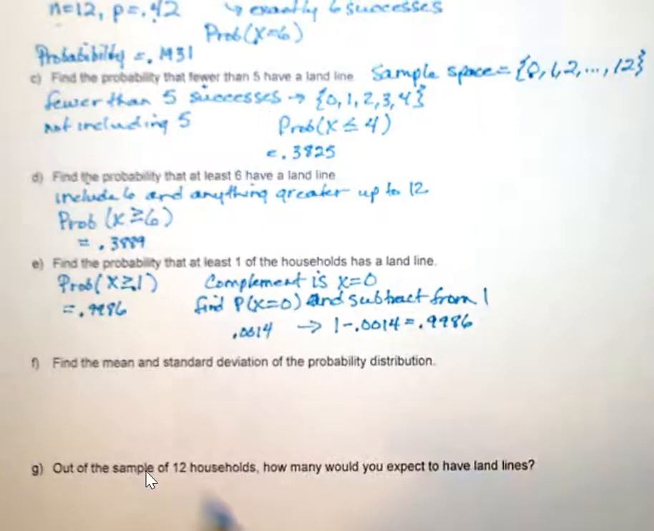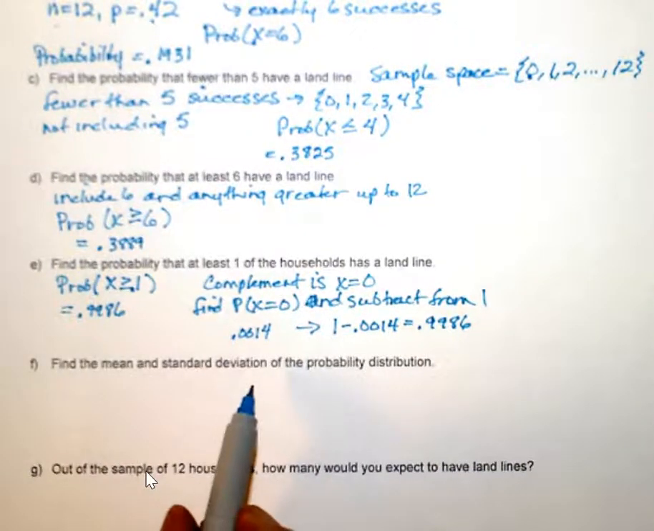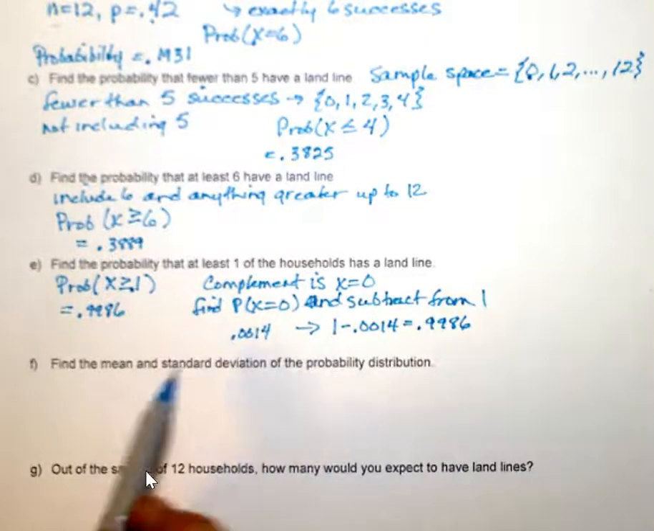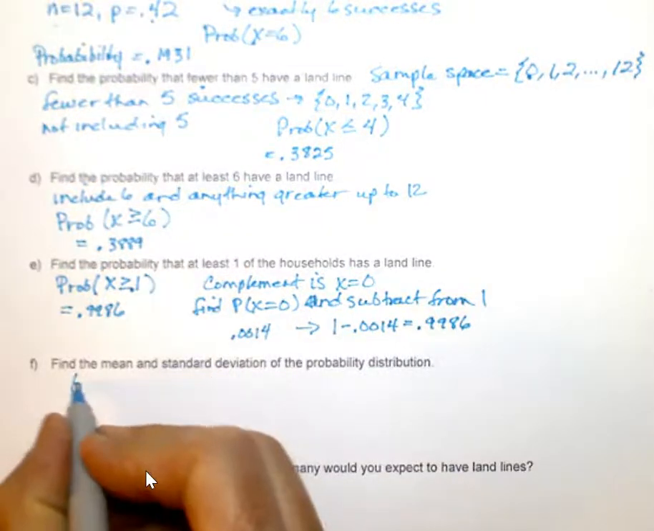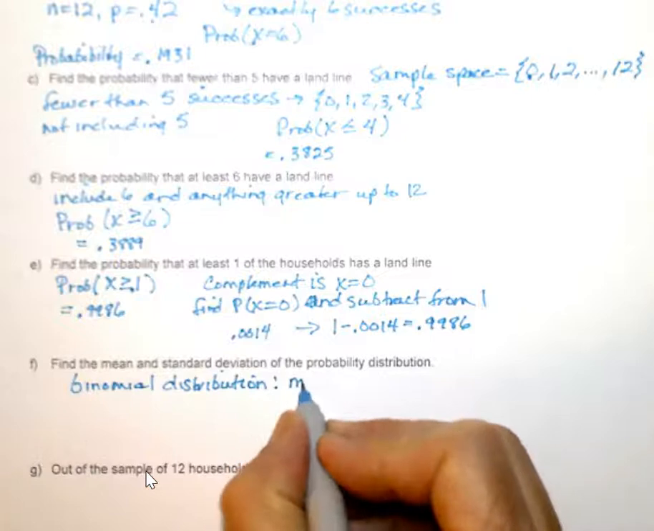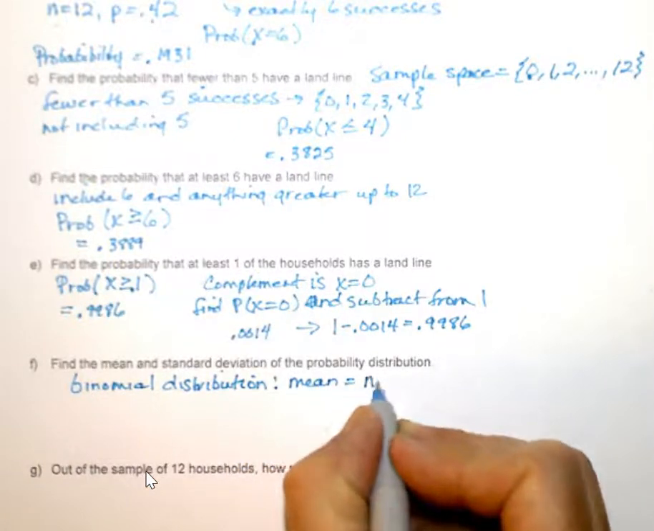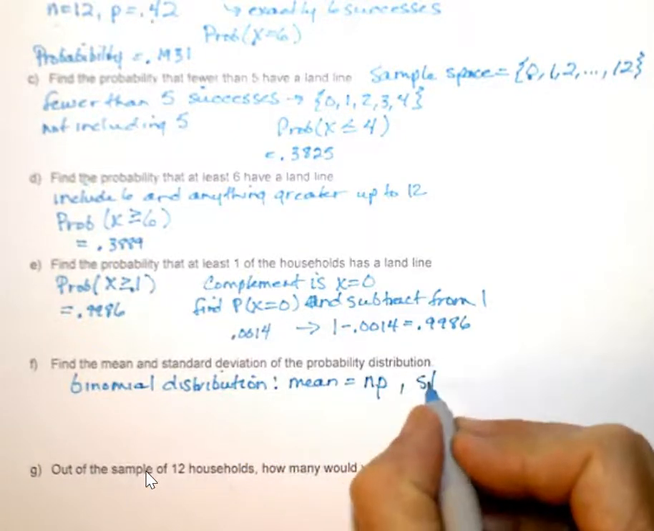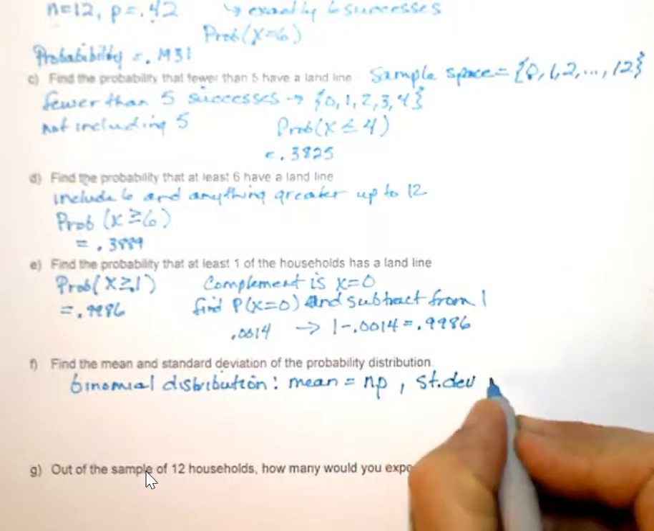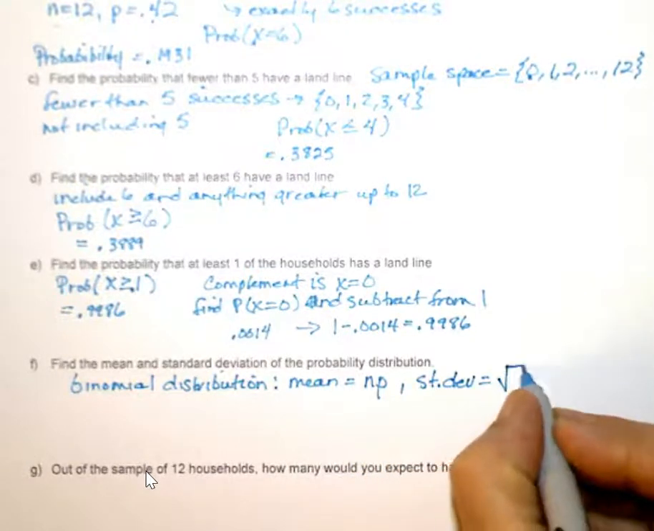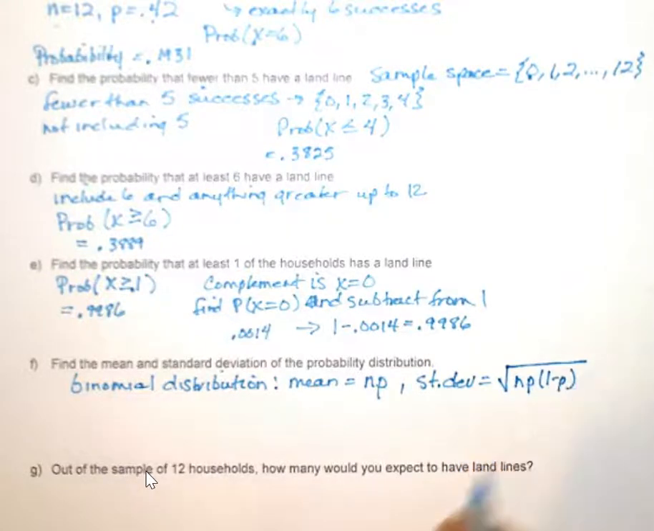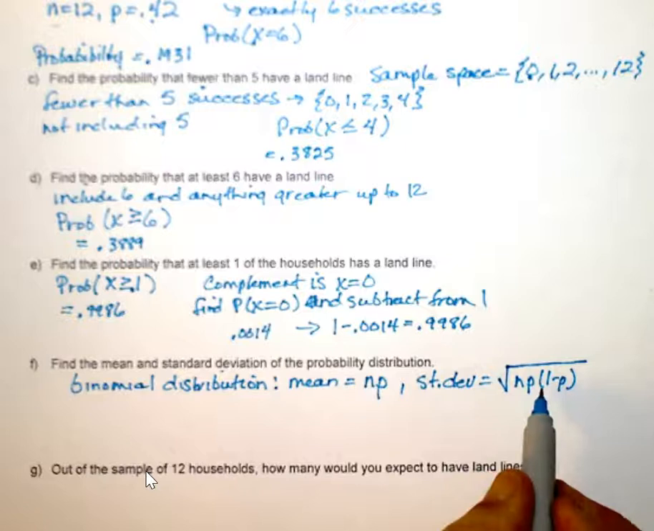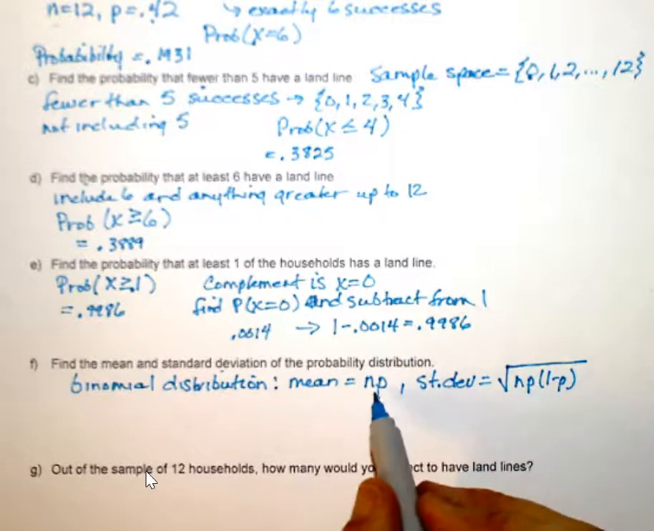The next thing we need to do is find the mean and the standard deviation of the probability distribution. These two are just formulas. When you go to take your exam, you need to have these formulas on hand. For a binomial distribution, the mean is n times p, and the standard deviation is the square root of n times p times 1 minus p. We already have all the information we need for both of those because we know the n and the p.